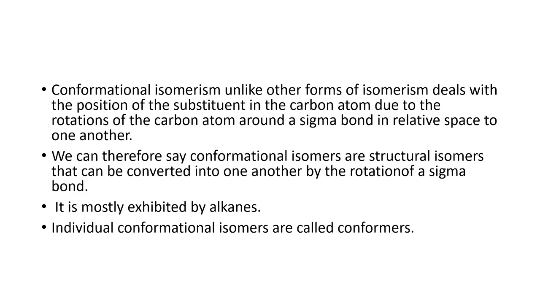a sigma bond. Now, these definitions that I just gave might look complex, but when I explain them thoroughly, you might understand them better. So let's go on. It is mostly exhibited by alkanes. Individual conformational isomers are called conformers.